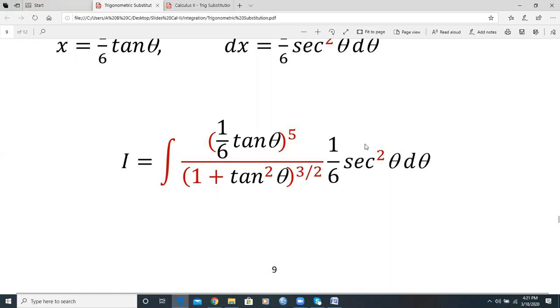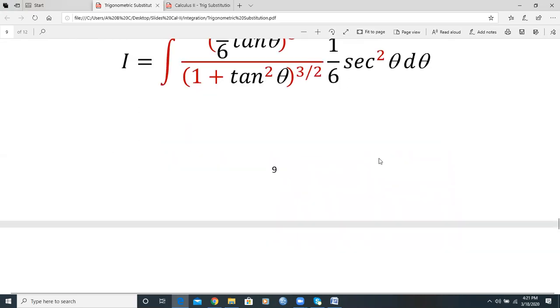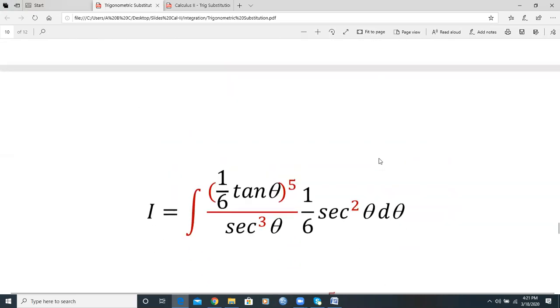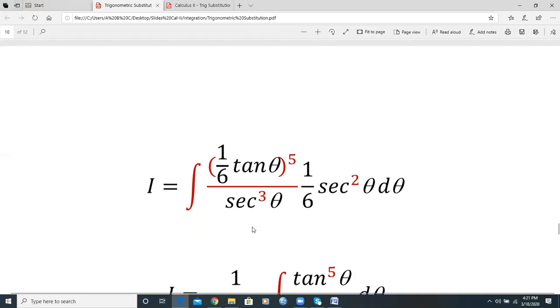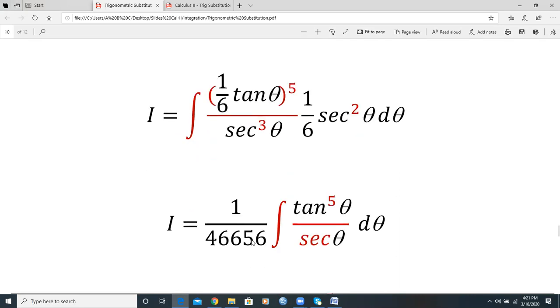And secant cubed theta is simplified with this secant squared theta; it will be cancelled out. So we are left with this integral. The integral becomes, this is secant cubed theta, and we cancel out the secant squared theta from the secant cubed theta. So we are left with this.